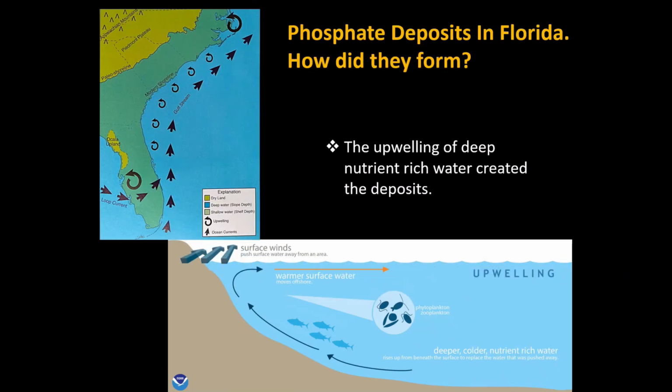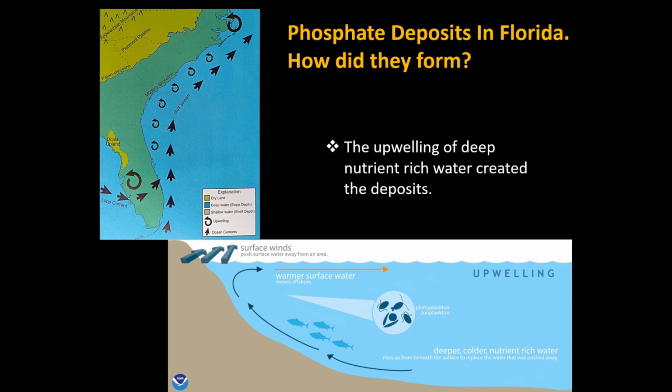How did the phosphate deposits in Florida actually form? The phosphate deposits were created in Florida and in some portions of North Carolina as well when the carbonate platform was submerged and there was an upwelling of deep nutrient-rich waters which created these phosphate deposits.